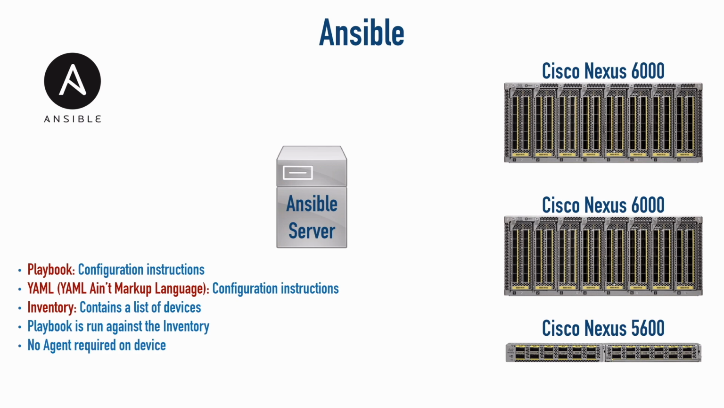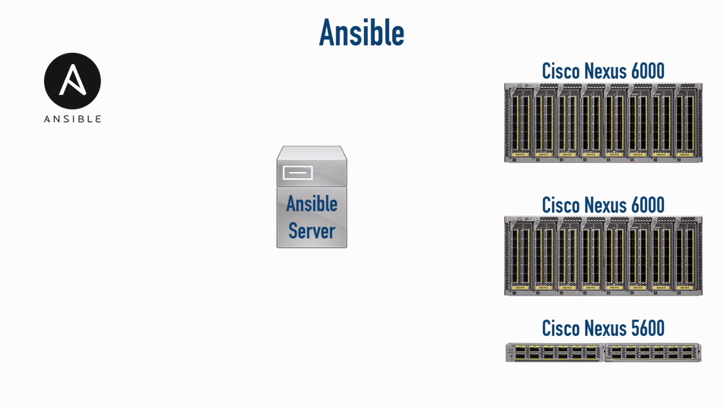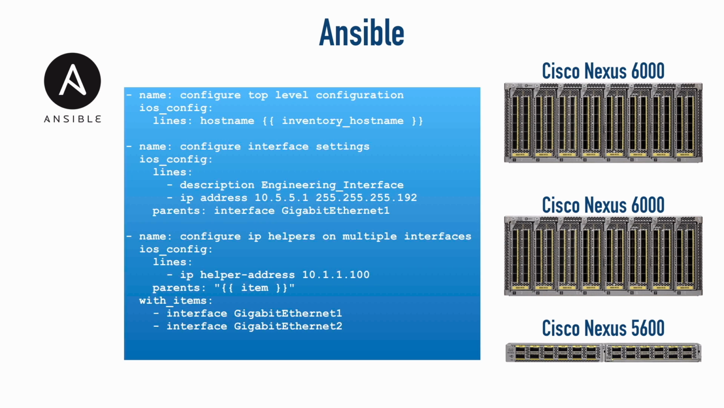Now let's take a look at what this YAML configuration might look like. And this is just a simple example. This is not an example we would be applying to these Cisco Nexus switches. But here, I think it's pretty readable. We see that we're applying a description of engineering interface and an IP address of 10.5.5.1 with an IP address of 255.255.255.192. We're applying that to a parent interface of interface gigabit Ethernet 1. And we're applying an IP helper address of 10.1.1.100 to a couple of parent items. Those items are interfaces gigabit Ethernet 1 and gigabit Ethernet 2.